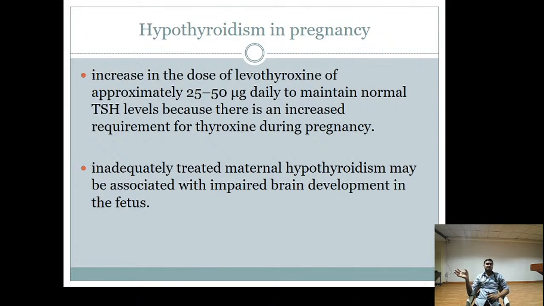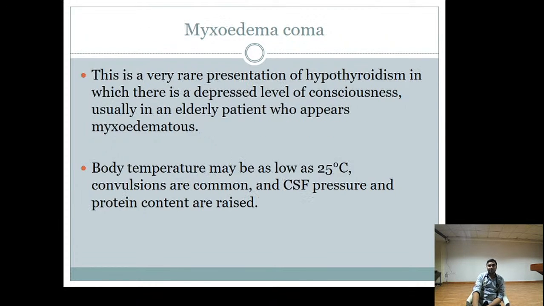Hypothyroidism in pregnancy. In the previous slide we have seen that in pregnancy there is an increased requirement of dose. Generally 50% excess of the pre-pregnancy dose is needed in pregnancy. That is, we add 25 to 50 micrograms and we adjust according to the TSH values and symptoms. If it is inadequately treated, then there may be impaired brain development in the fetus.